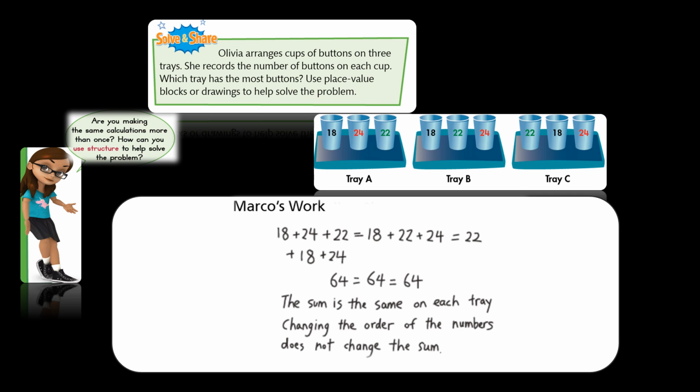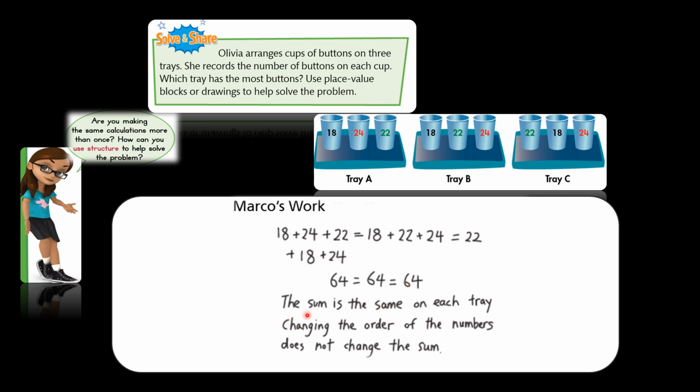Marco's work. Okay, so what did Marco do for his work? He said 18 plus 24 plus 22. So he added these 3 together. 18 plus 24 plus 22 equals 18 plus 22 plus 24, which equals 22 plus 18 plus 24. Okay. He figured out that 18 plus 24 plus 22 equals 64, and 18 plus 22 plus 24 equals 64, and 22 plus 18 plus 24 equals 64.